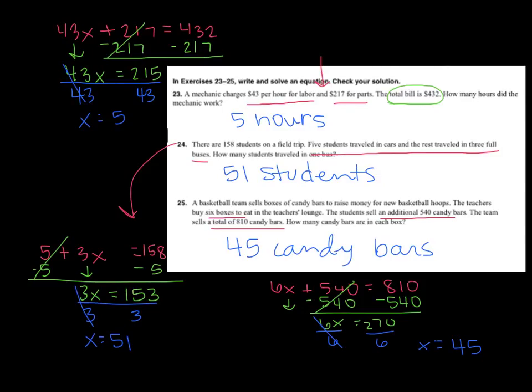Okay, so on this problem, the key was that those teachers bought 6 boxes of candy bars, and we know that they sold an additional 540. So each box would have to have the same number of candy bars in it. So that's where the 6x came from, 6 boxes of however many candy bars, plus the additional 540 had to equal the total amount they sold, which was 810. Do the opposite, so subtract, then divide, and you find out that each box has 45 candy bars in it.